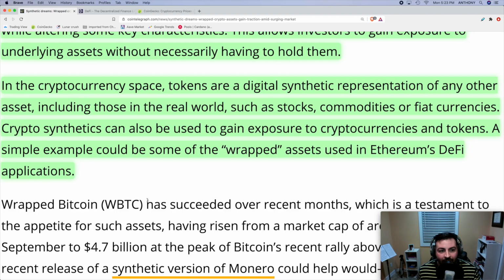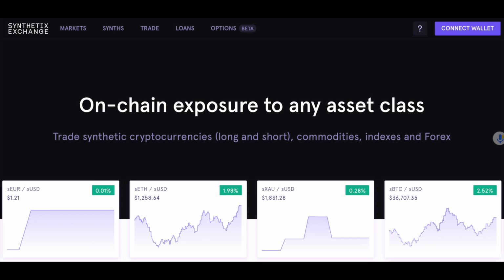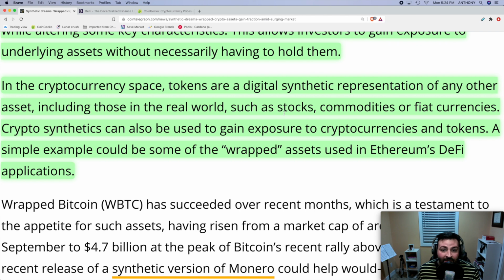So people in other countries who don't have access to US equities markets, let's say they wanted to trade Tesla or Apple, right? They cannot buy these on a traditional exchange. They could use something called a synthetic. Now, in the cryptocurrency space, tokens are a digital synthetic representation of any other asset, including those in the real world, such as stocks, commodities, or fiat currencies, all of which will be available on the Synthetix exchange. Right now, commodities and fiat currencies are the Forex, but stocks, I believe, will be coming in the near future.